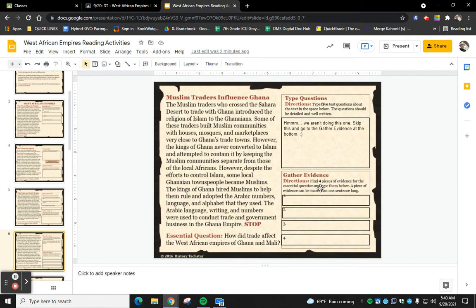Find 4 pieces of evidence for the essential question and type them below. A piece of evidence can be more than one sentence long. All right, so again, you need 4. If it's too long, you can stretch the box out. That is fine. Okay, and remember the essential question, how did trade affect the West African empires of Ghana and Mali?